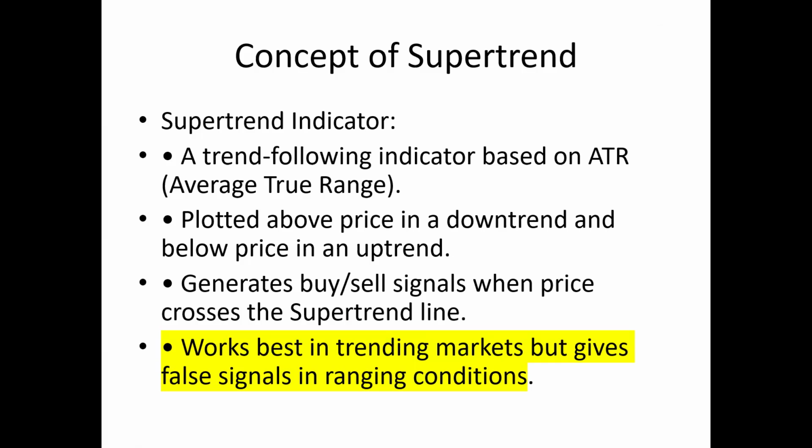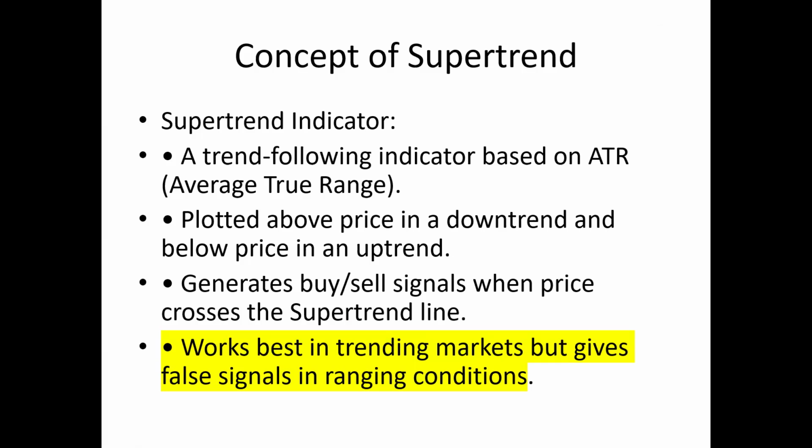It will start plotting upward, downtrend, uptrend, everything. Then at that time, you will not be having clarity to take the position. That is the thing. A trend following indicator based on ATR, that is average true range, that is nothing but volatility, plotted above price in downtrend and below price in uptrend.